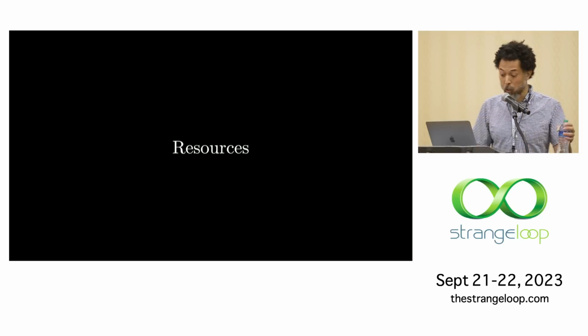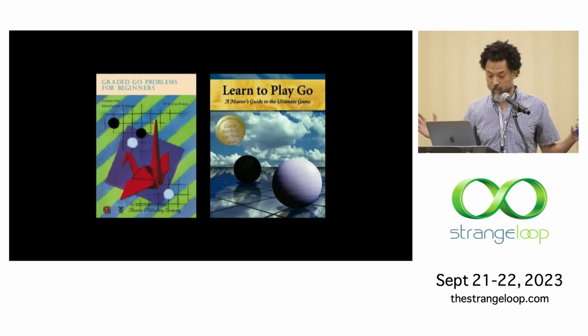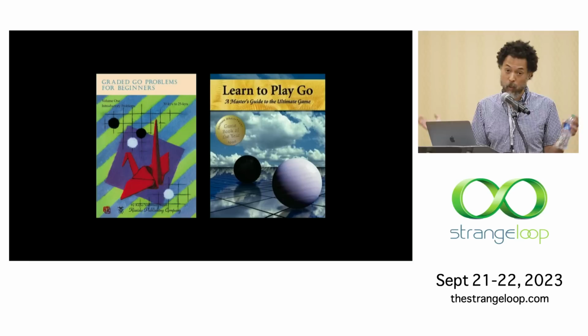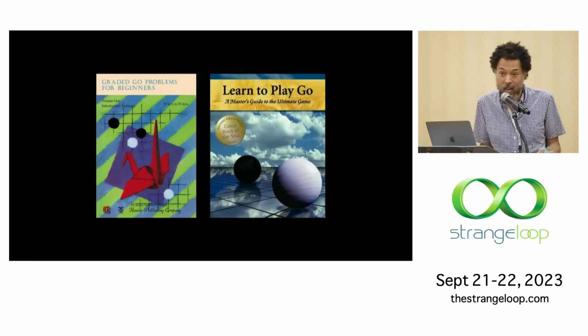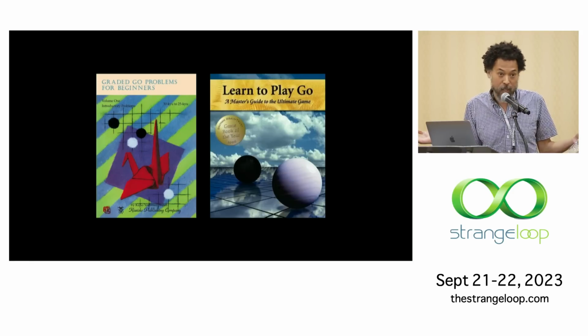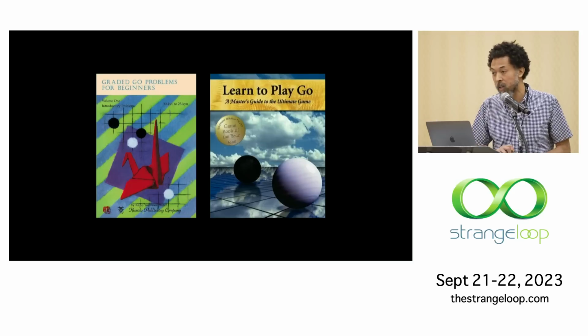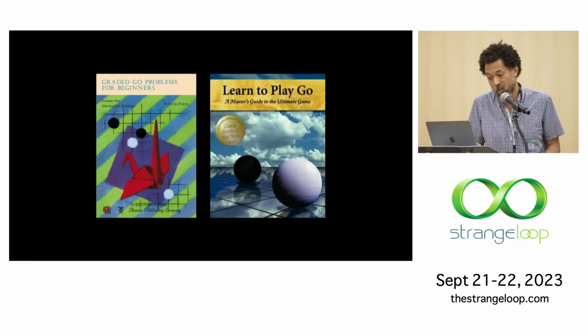Okay, so for those of you who are curious about the game, in the days of YouTube, you can find things online. I can't swear by anything in the video, so these are the books that I learned with. I still think they're good. There's a Japanese book called Graded Go Problems for Beginners. It's really great. It's really easy. I think you can pick up the basics really fast with just this book. Janice Kim wrote a book called Learn to Play Go, which I also think is a good starting place if you're curious about the game.